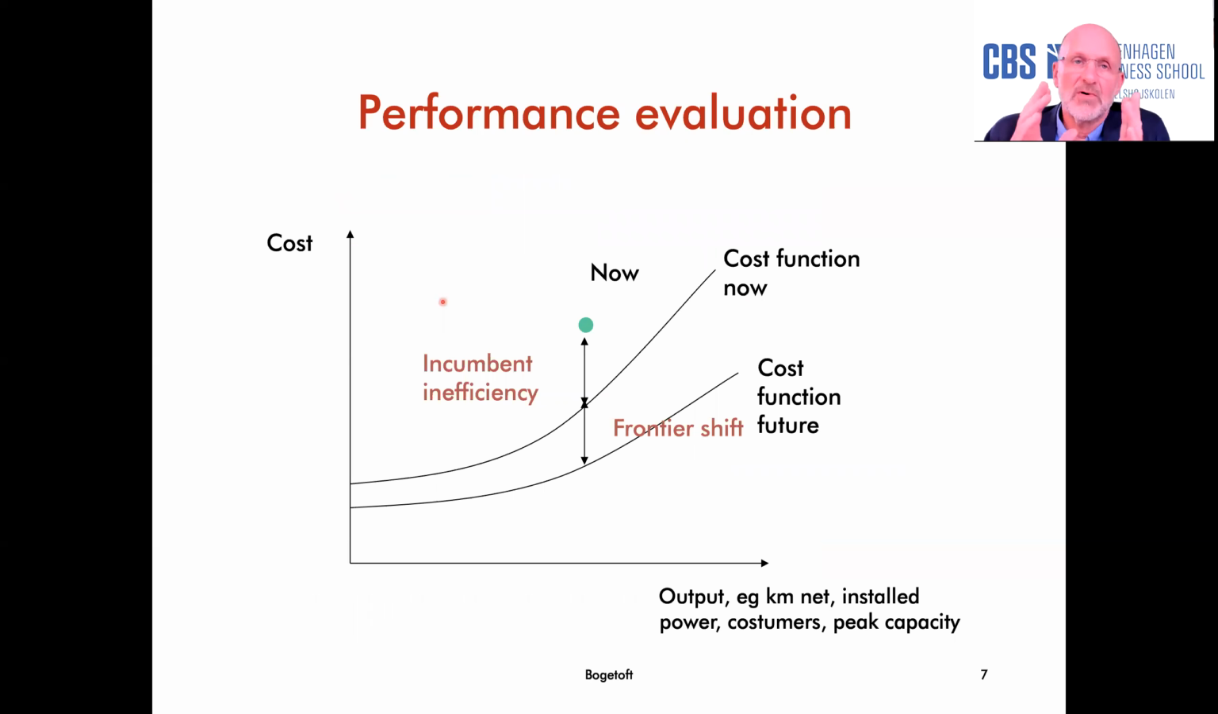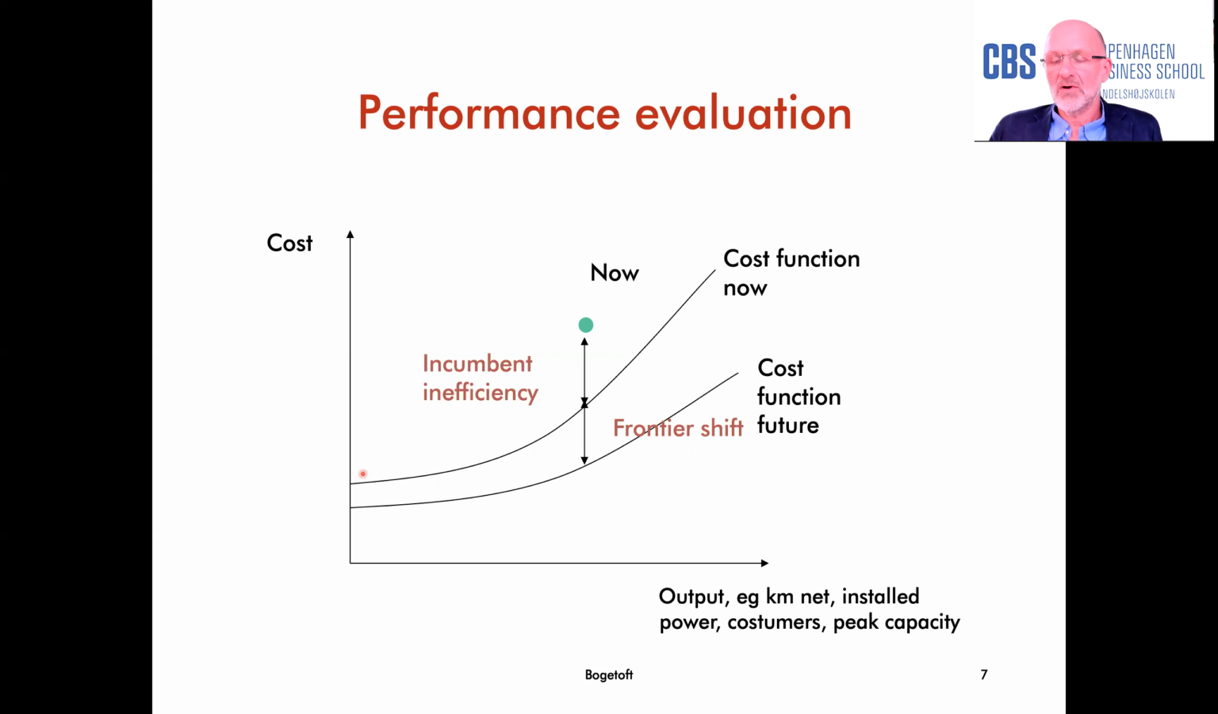But the basic problem facing any regulator is actually quite simple to understand, and we can show that with our classical picture of a cost function. Assume that on the x-axis, the horizontal axis, you have some outputs. It could, for example, be kilometers of network, or the installed power, or the number of customers that you serve, or the peak capacity, sort of measures of the outputs of these network companies. And then on the y-axis, the vertical axis, you have the cost.